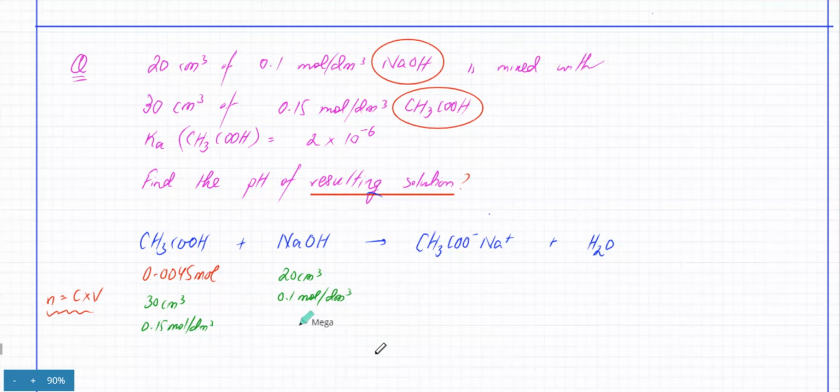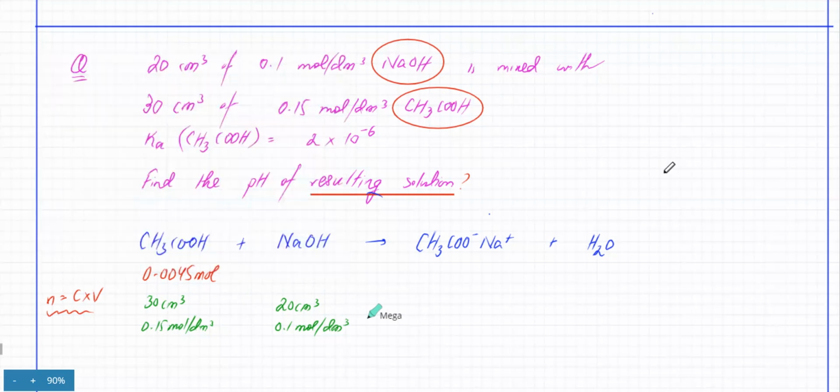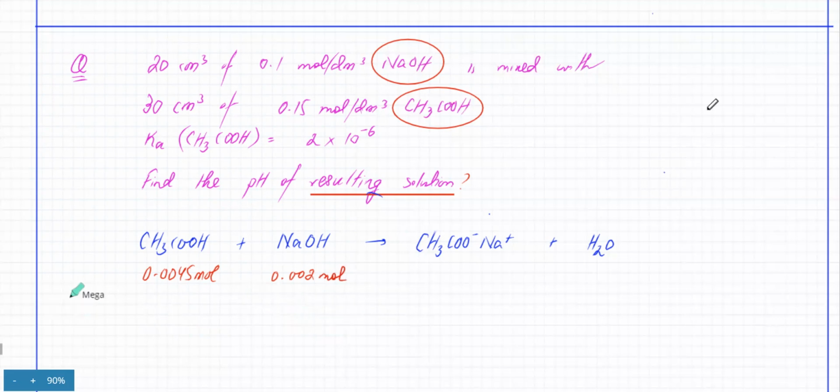So we can find the moles of NaOH the same way. The moles of NaOH are going to come out to be 20 into 0.1 divided by 1,000. It comes out to be 0.002 moles. And for simplicity, we can rub this off. So we have the moles. So this is what's happening. This is mixed with this.